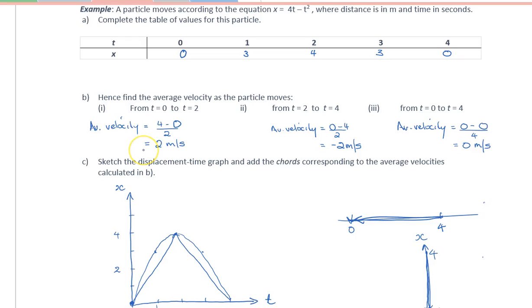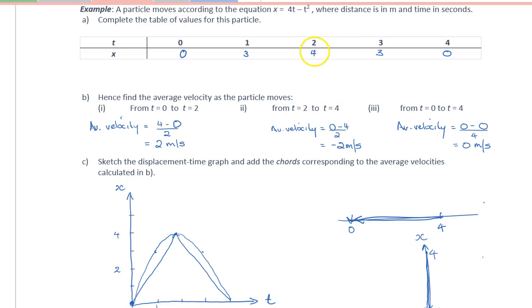Hopefully you've picked up I've corrected my mistake. The average velocity from t is 0 to t is 2 is where we finish, which is t is 2. Displacement was 4. Where did we start? The displacement was 0. 4 minus 0 is 4.